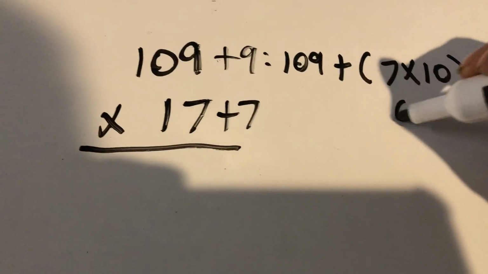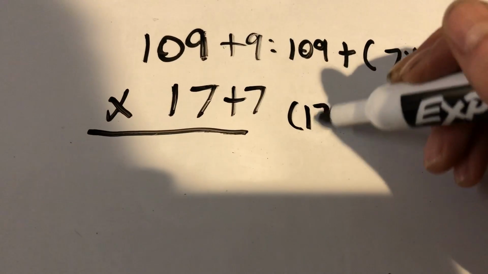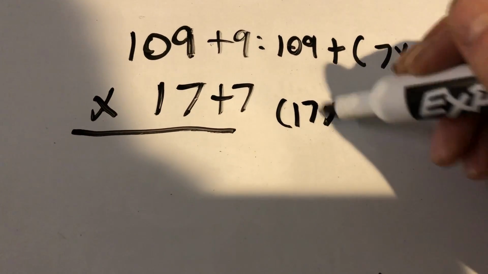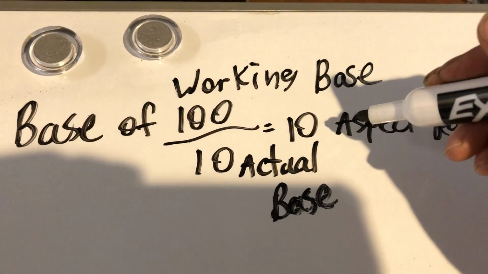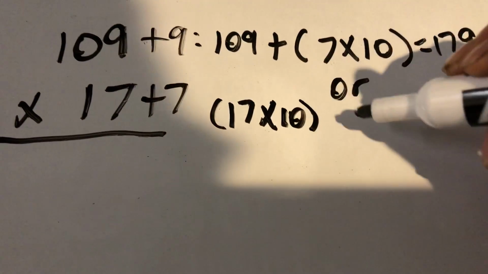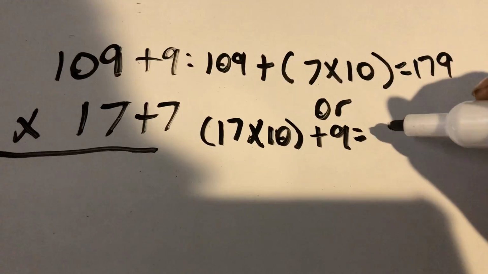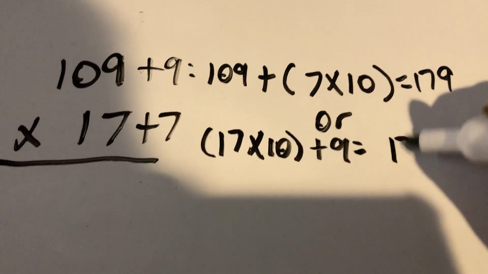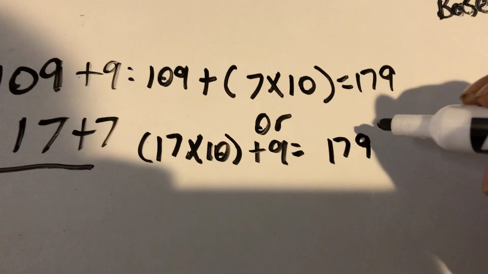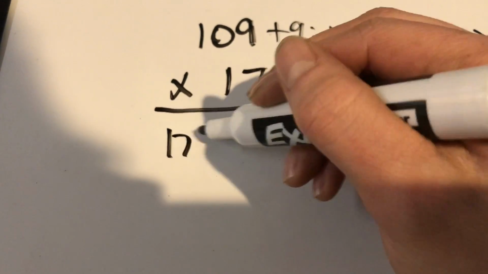Or you can do it this way. I'm going to write more here. Parentheses, 17 times the aspect ratio of 10, plus 9 equals 179. So either way, it's going to be 179 on the left side. So we're going to write 179 right here.